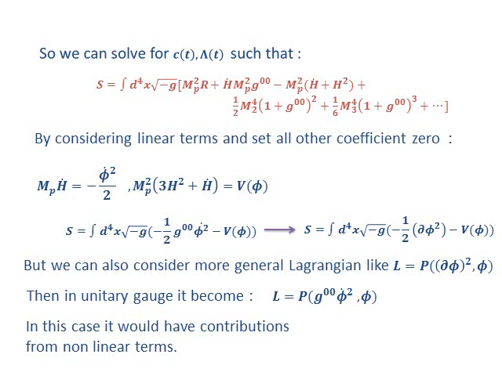But what is interesting is that we can also see more general cases. For example, if the Lagrangian is a function of d phi squared and phi, in the unitary gauge it would be a function of g00 times phi dot squared and phi. And in this case, we would have contributions from other nonlinear terms. And this is, for example, what we expected from DBI inflation, which has some contributions from M2 and M3.